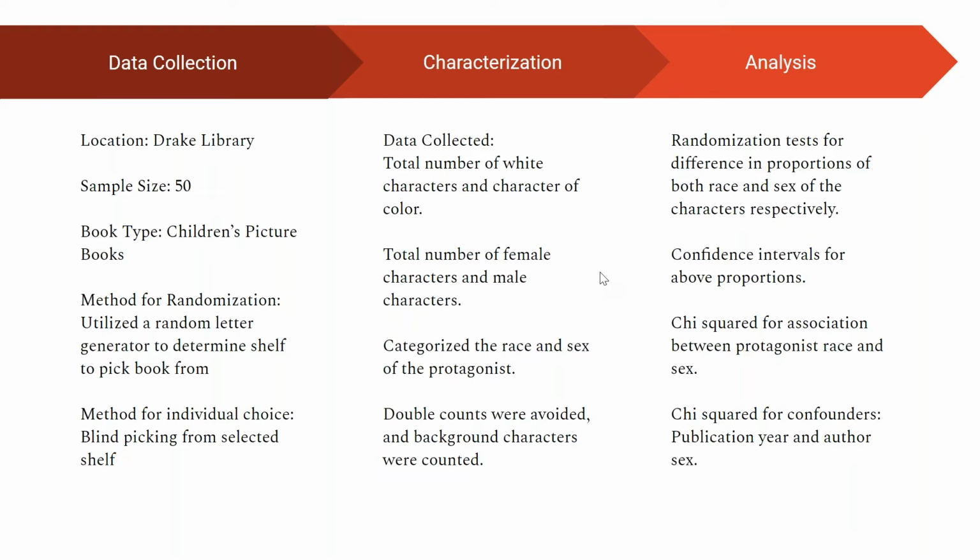The data we would use to analyze this problem were as follows. The number of characters in the book that were either female or male, and the total number of characters in the book that were either people of color or white. We made sure not to double count. We also recorded the protagonist and their sex or race, which are both binary variables.